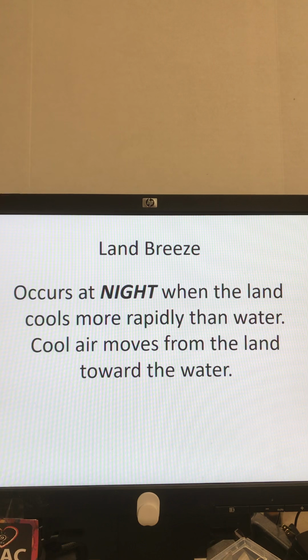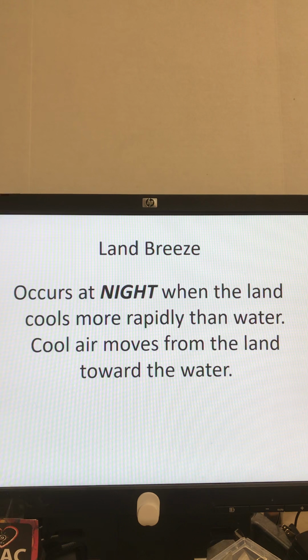Now let's talk about our land breeze. Land breezes occur at night when the land cools down more rapidly than water. Now, water stays pretty stable with its temperature. It doesn't get warmer and colder really fast. It takes a while for it to warm up. And so it doesn't have as much temperature change as a land mass does.